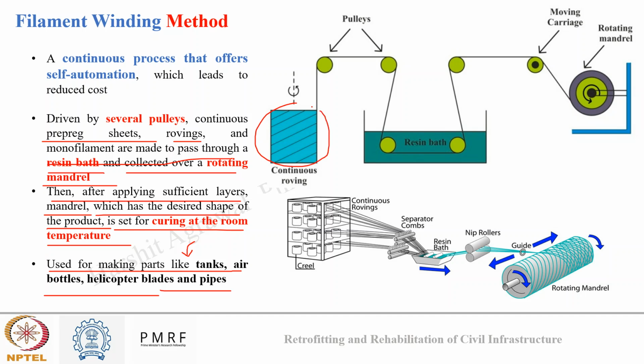So this is a continuous roving system. From here my fibers are pulled. They are made to pass through a resin bath. After the resin bath, through a moving carriage, they are collected over a rotating mandrel. Okay, and the same thing is shown here. Continuous rovings are made to pass through a resin bath, then through a nip roller. If I want to compress my fiber in the resin composite, I can compress, and then using a guider, I will collect my FRP over a rotating mandrel.